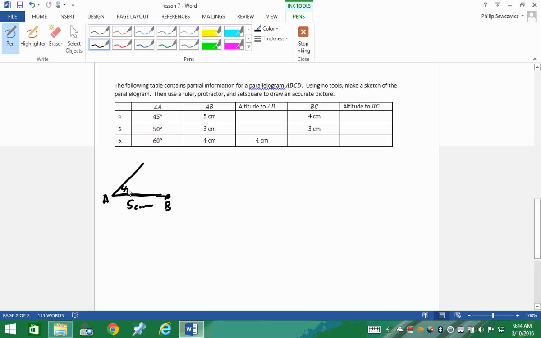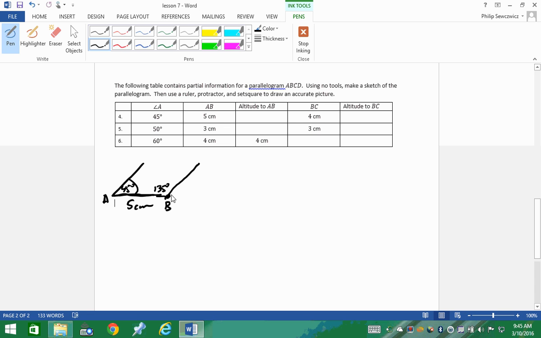I'm going to sneak in that this is my 45 degrees, which means if angle A is 45, what does B have to be? Yeah, it's got to add up to 180. Plus, I know in a parallelogram, opposite sides are parallel, so it's going to look pretty parallel. So I know that's my 135-degree angle. I don't know what the altitude to AB is, but I do know that BC is 4 centimeters.